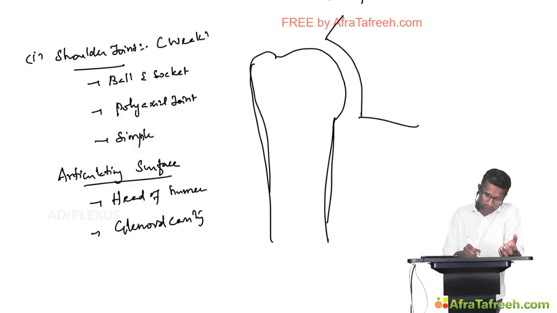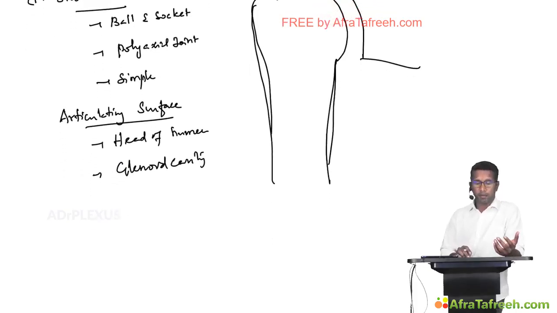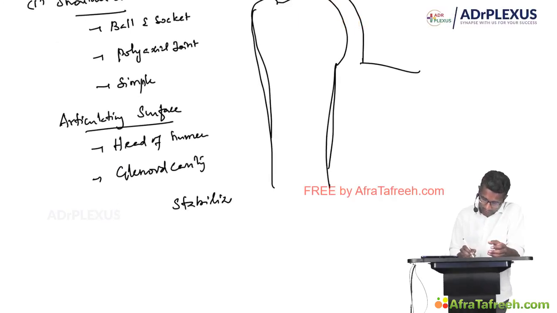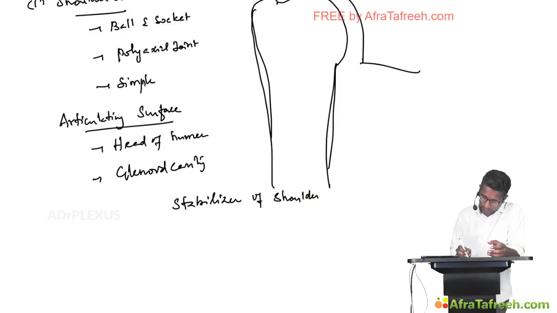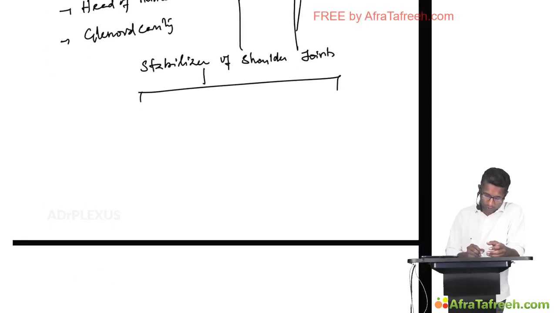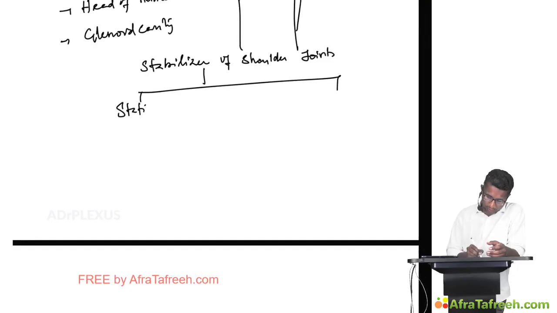This weak joint is stabilized by a number of structures. There are certain structures called stabilizers of the shoulder joint. What are the stabilizers of the shoulder joint? There are two kinds of stabilizers: one is called static stabilizers, and the other is called dynamic stabilizers.